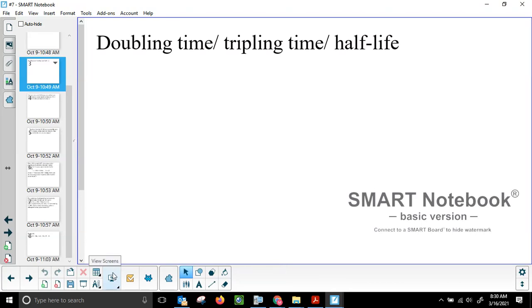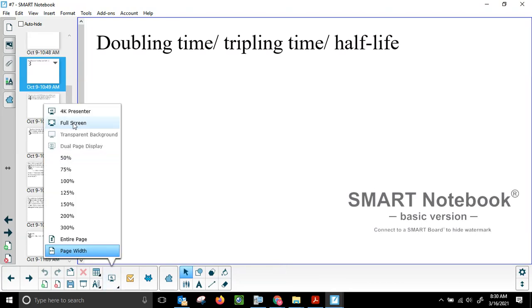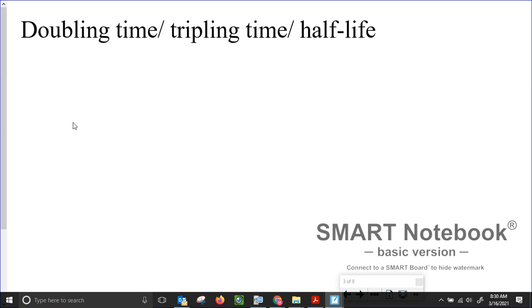Okay, so today we're going to pick back up with exponential and logarithmic equations. We're going to do some real world applications with those today. Just a couple of quick examples and I'll let you get going on your assignment for most of today. So today we're going to talk about doubling time, tripling time, and half-life.